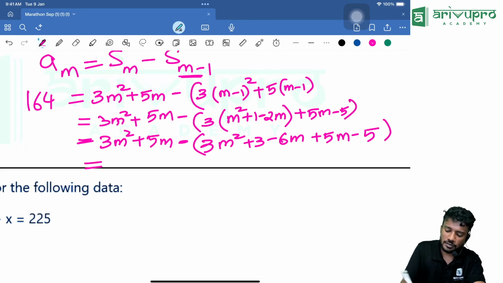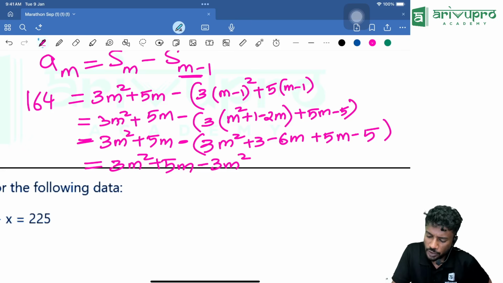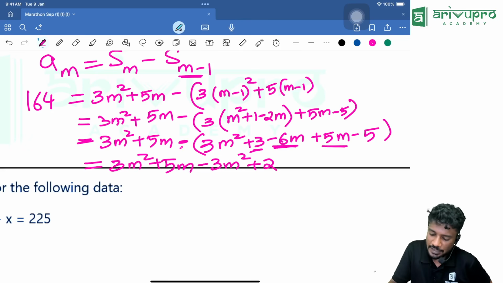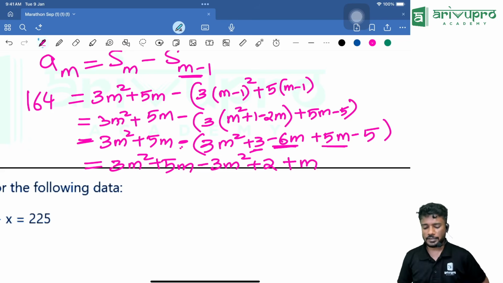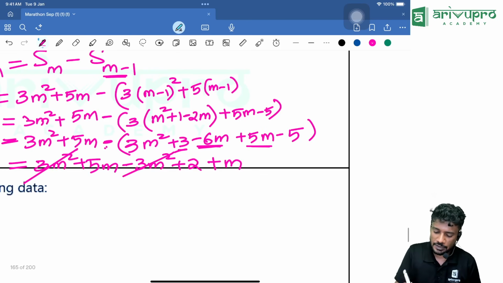Which is equal to 3m square plus 5m, then this 3m square comes outside, that means it will become minus 3m square. Then what is remaining? 3 and 5 will become minus 2, and minus will become plus 2. Minus 6m and plus 5m will become minus m, and minus and minus will become plus m. Then 3m square cancelled off. Then 6m plus 2 is remaining.